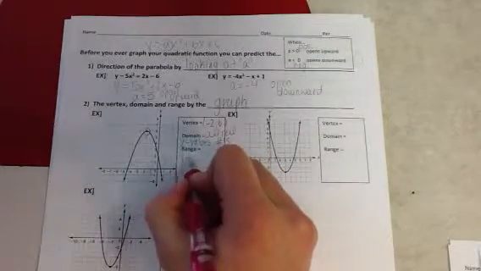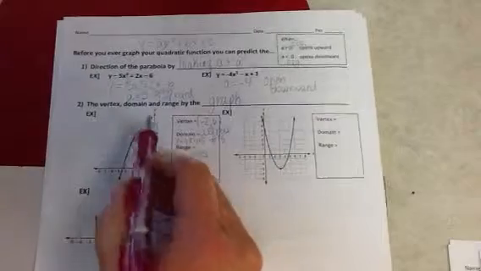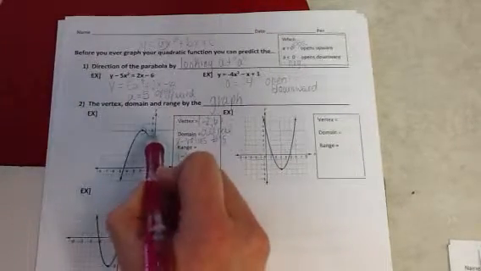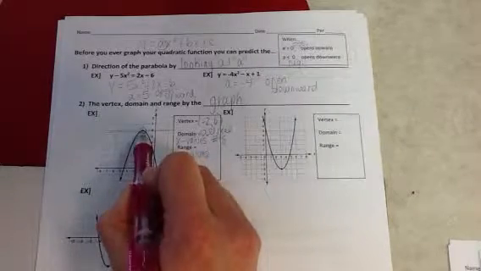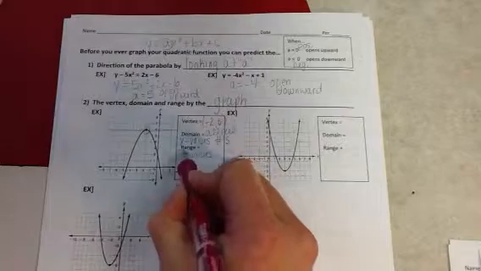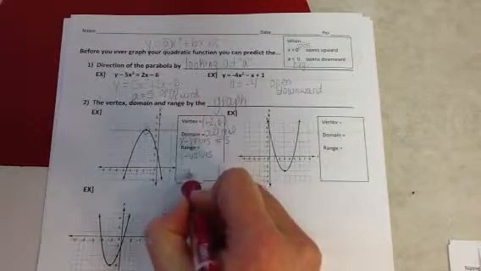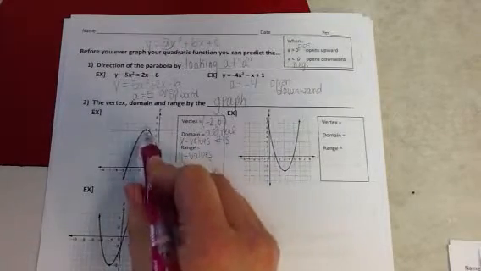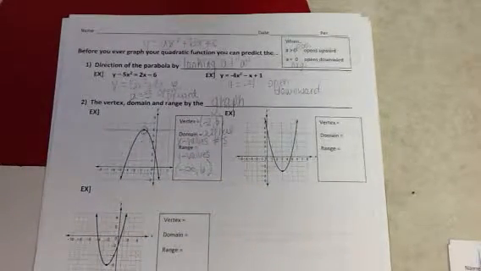Our range is our y values, and you see here that the vertex is stopping the y values there. So the y values start at 6 and then are going to go on to -infinity. So our range here is from -infinity to +6 because the vertex is stopping the range.